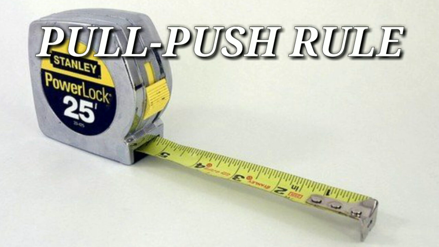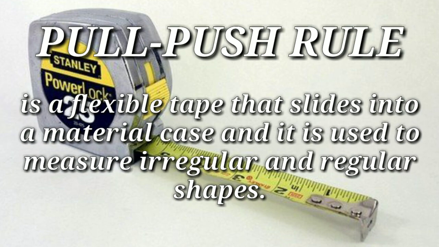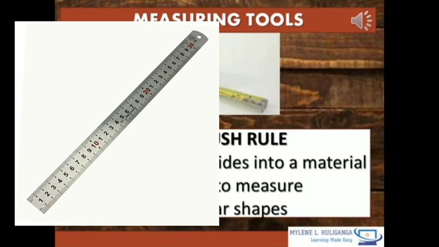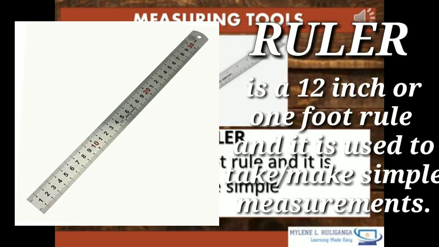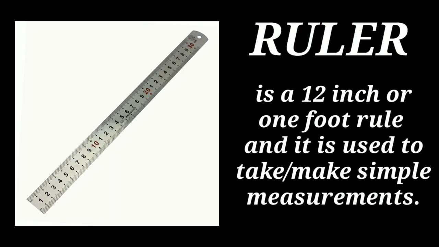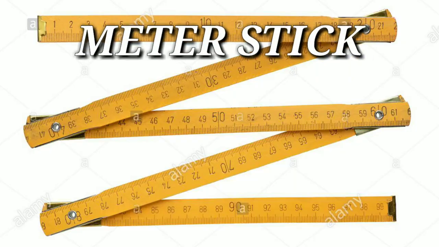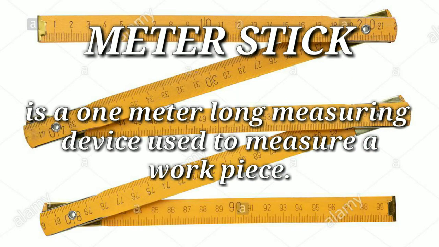First is the pull-push rule. These are flexible tapes that slides into material case, and it is used to measure regular and irregular shapes. Ruler, 12-inch or 1-foot rule, and it is used to take or make simple measurements. Meter stick, a 1-meter long measuring device used to measure a workpiece.